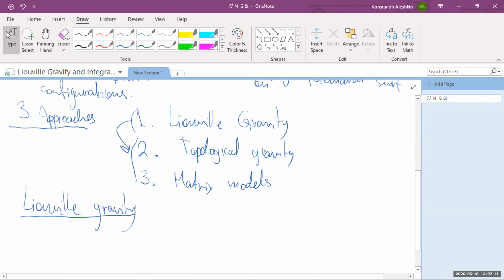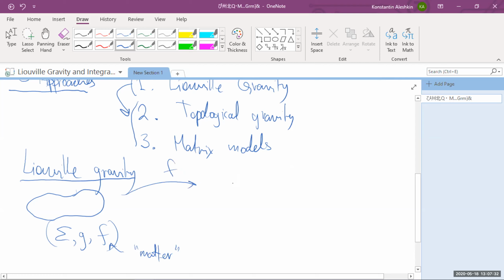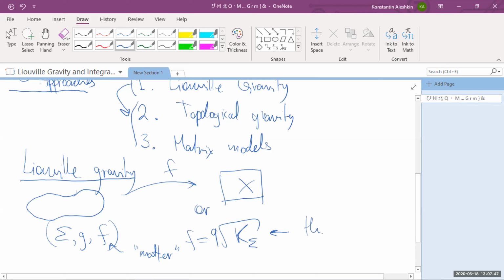If I want to think about it informally, how it arises, it's not very complicated. Let's say we have some Riemann surface, sigma, with a metric on it and some matter content. What could that be? It could be, for example, a map from our Riemann surface to some manifold, or it could be, for example, the qth root of the canonical bundle of our Riemann surface, and this will be the case today.